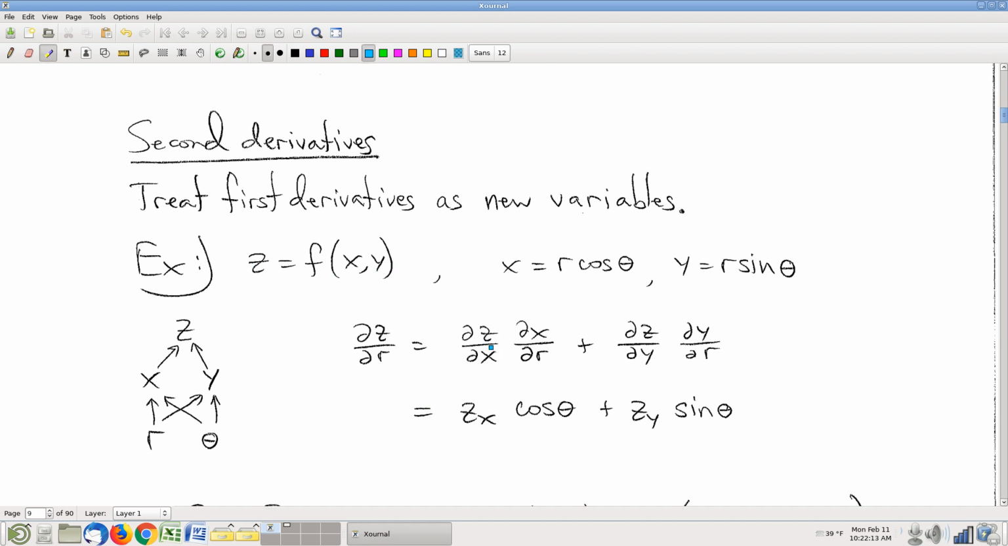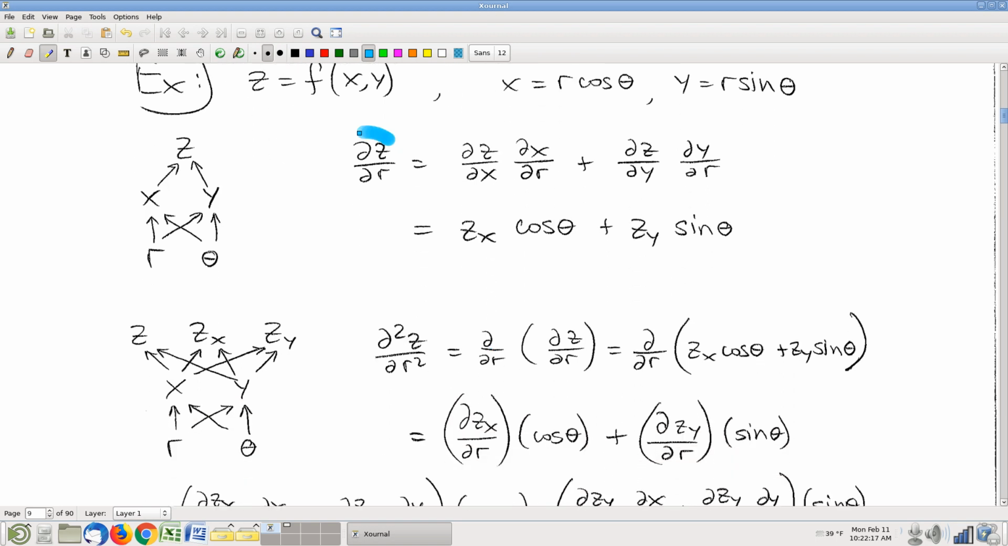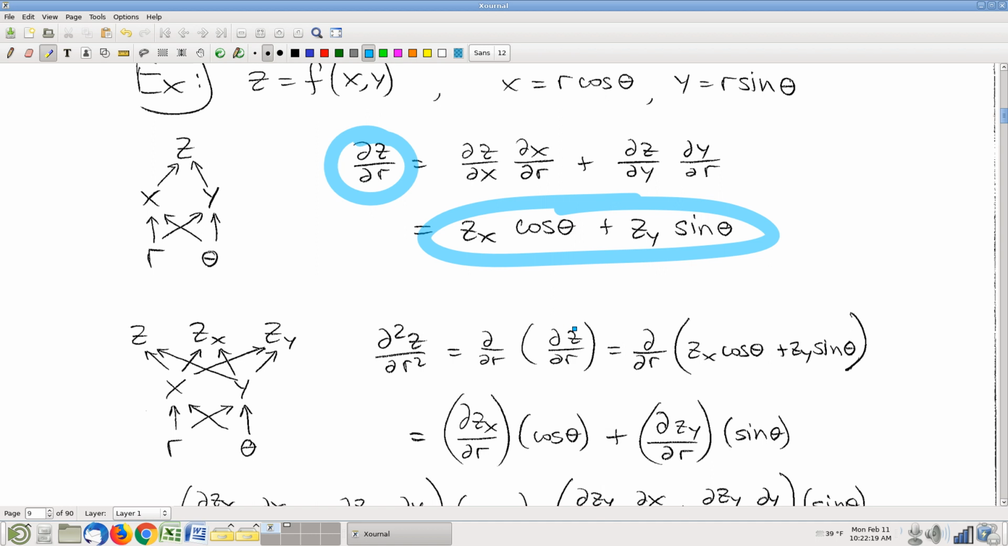What do you do in the case of that second derivative? We're going to, of course, take our r partial that we just computed, and we're going to take a partial of it. Right, there's no surprise there. The question is, how do you interpret stuff like this? What does it mean, if you're looking at something like zx, what does it mean to take an r partial of zx? How do you interpret that?